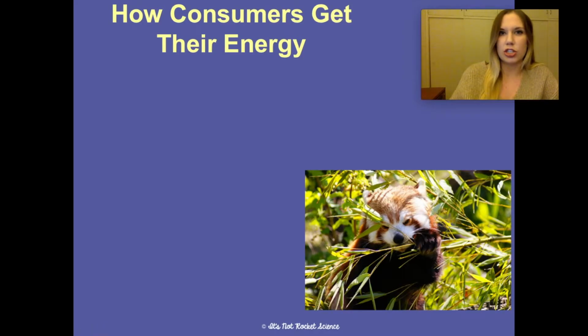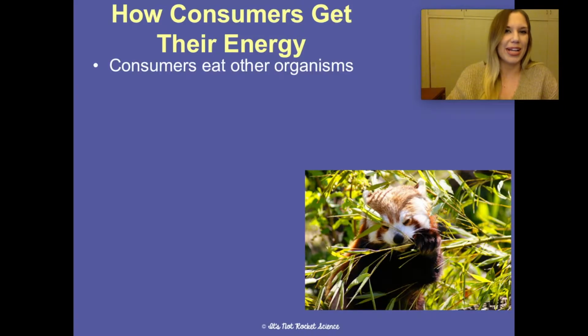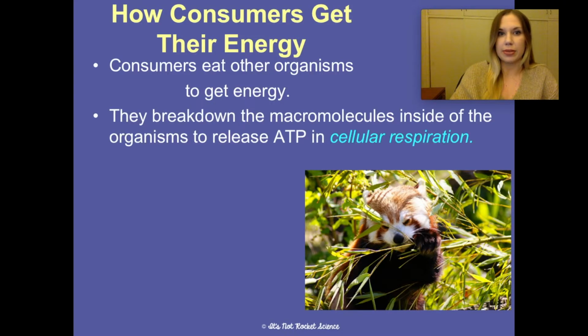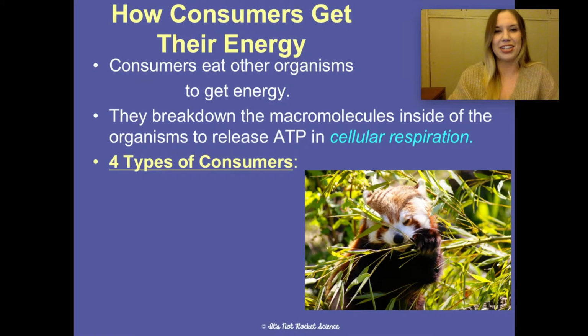Now let's look at consumers, because we don't want to just leave consumers out. We don't want to make them feel like the third wheel here. Okay, so consumers get their energy by eating other organisms. And so they do this by breaking down the macromolecules inside of the organisms to release ATP in cellular respiration. Okay, so there are 4 types of consumers that eat other organisms for food, for energy.